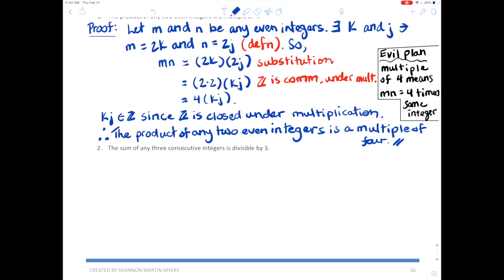What about this next one? The sum of any 3 consecutive integers is divisible by 3. What does consecutive mean? One right after the other, right? So 1, 2, 3 are consecutive integers. 3, 4, 5, negative 3, negative 2, negative 1, right? 0, 1, 2. So, okay.